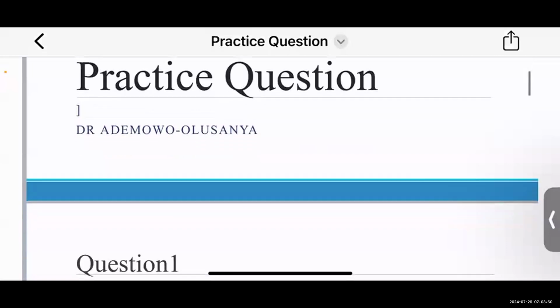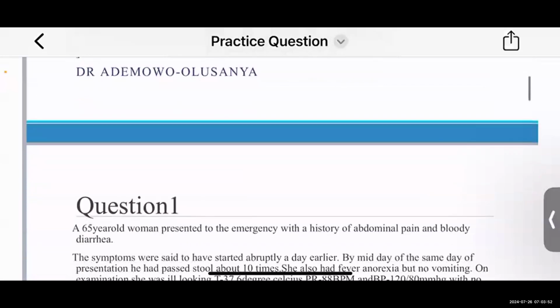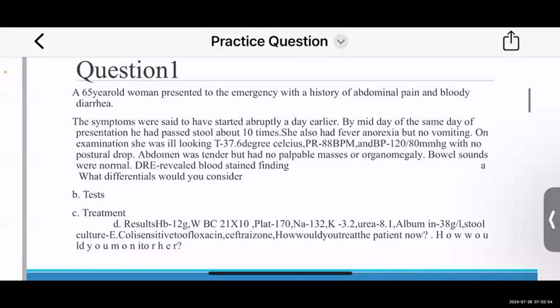Practice question number 1. A 45-year-old woman presented to the emergency with a history of abdominal pain and bloody diarrhea. The symptoms are said to have started abruptly a day earlier. By midday of the same day, the presentation, she had passed stool about 10 times. She also had fever, anorexia, but no vomiting.